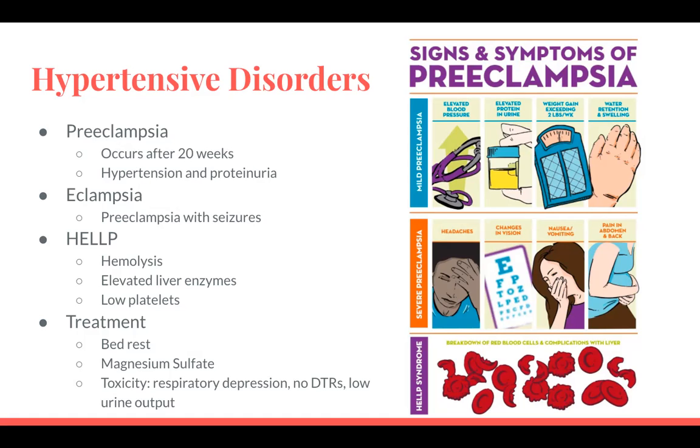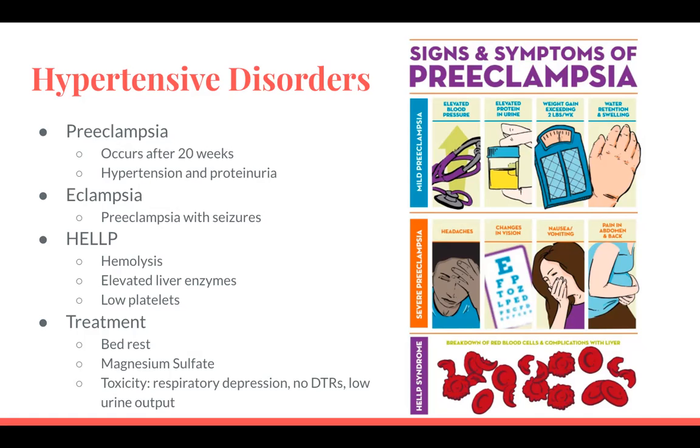HELLP syndrome increases the risk for abruption, because it's like increasing bleeding. It can cause renal failure, hepatic rupture, and then fetal or maternal death. So you want to get that treated right away. And then there are other drugs to treat hypertension, and you want to get on that if you see their blood pressure is rising, such as hydralazine, nifedipine, labetalol.